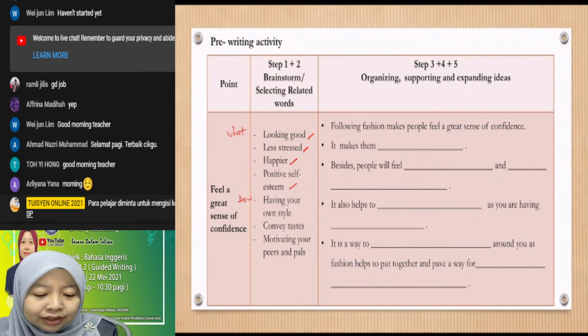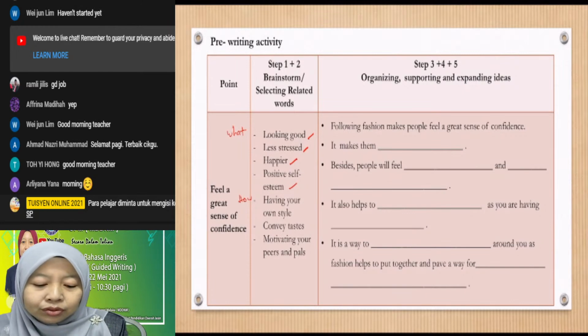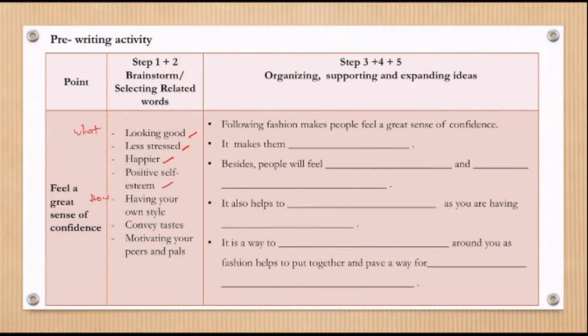Okay, so currently I already used two types of WH question, what and how. So how can following fashion trend make you feel confident? Why do you think that following fashion trend can make you feel confident with yourself? Because I can convey my taste, and at the same time I can motivate my peers and my boss to do the same thing too. So it answers the question of why. Under the brainstorming stage, you can also ask yourself these WH questions in order to come up with as many words as you can.